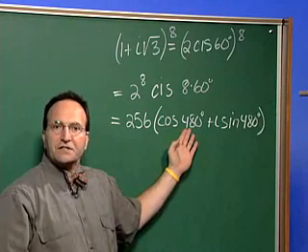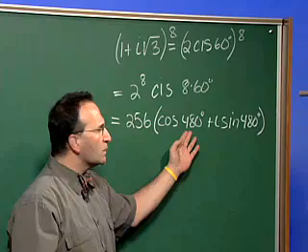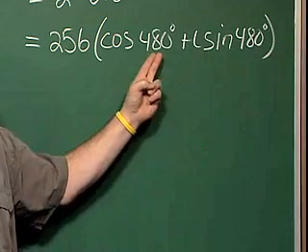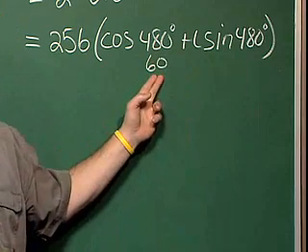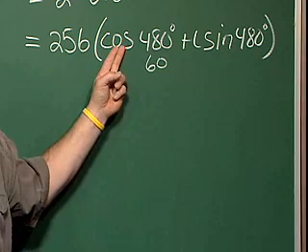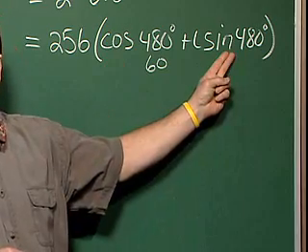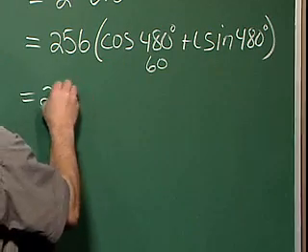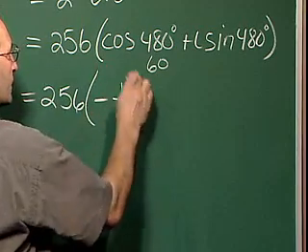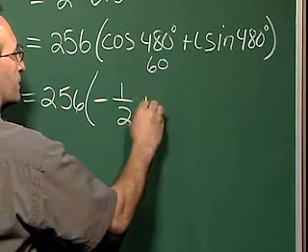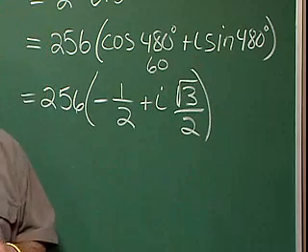So, now evaluating the cosine of 480. Of course, subtract 360 from that and we're left with 120. So we're looking at the angle of 120, which of course is in quadrant 2, and it has a reference angle of 60. Well, the reference angle of 60 is good, but then we need to remember that cosine is negative in quadrant 2. The sine is positive in quadrant 2. So what we have next is 256 times negative 1/2, because the cosine of 60 is 1/2, negative in quadrant 2, plus i times positive the square root of 3 over 2.